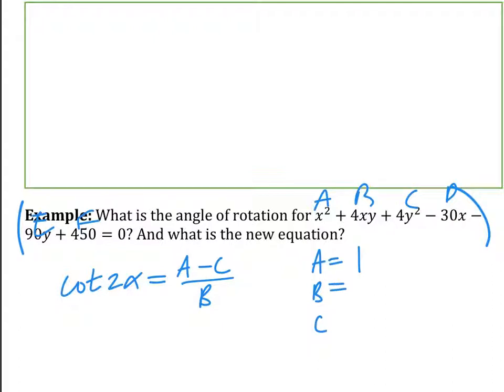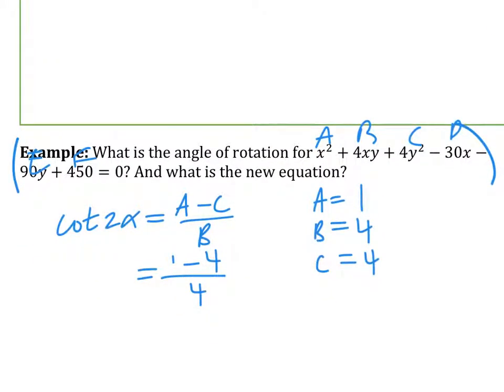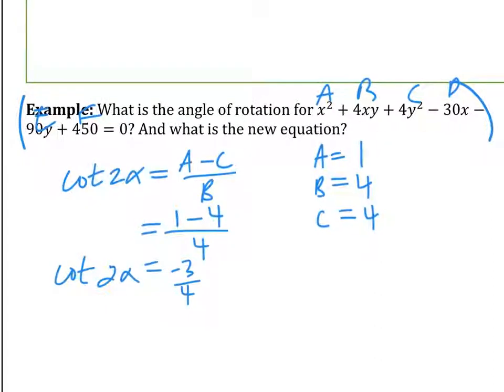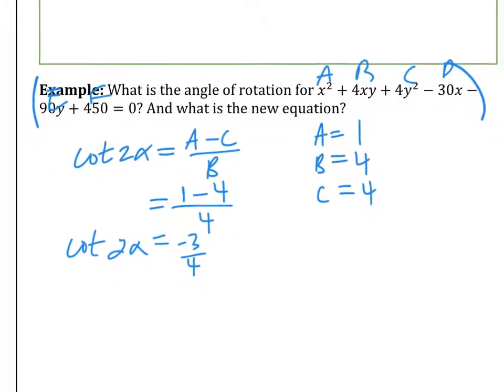Okay, what number is B? 4. Okay, what number is C? 4. Okay, so this is going to be 1 minus 4 over 4. Right? Yes. So that is negative 3 over 4, which is cotangent 2 alpha. Okay, you're going to go back and figure out what alpha is.